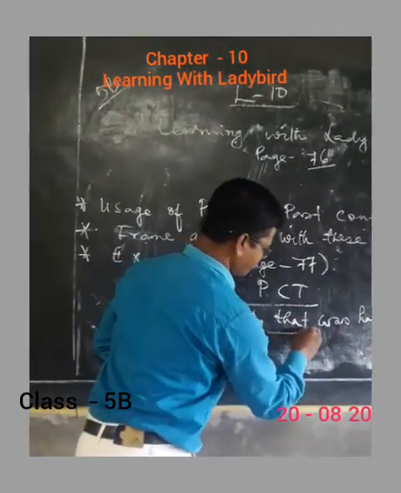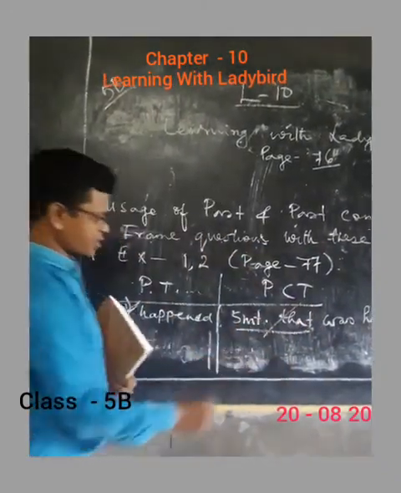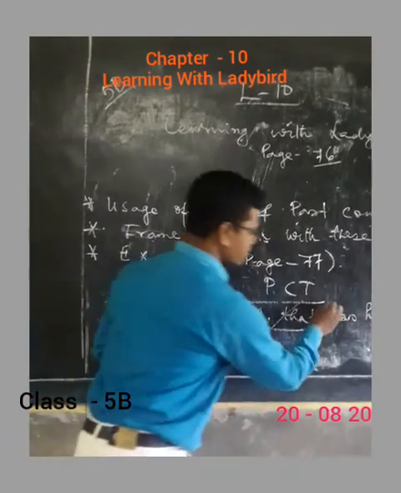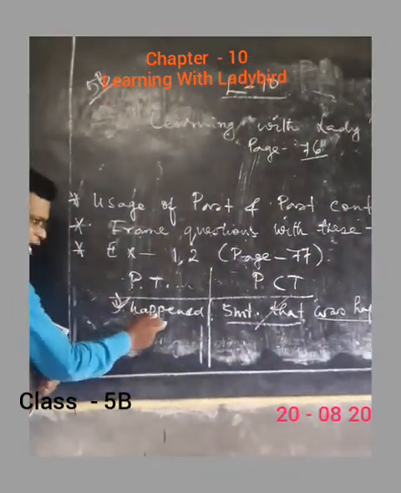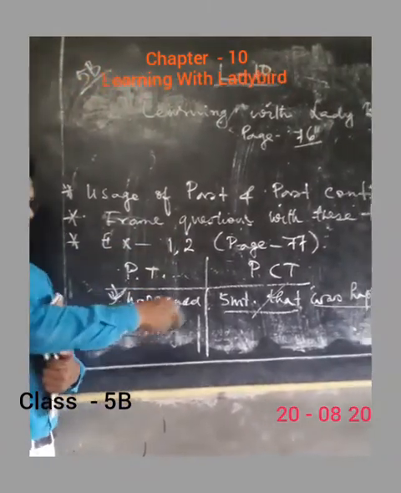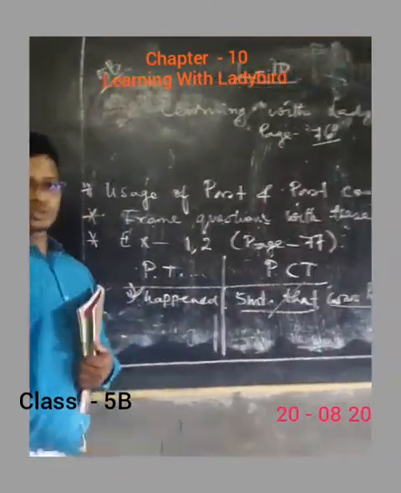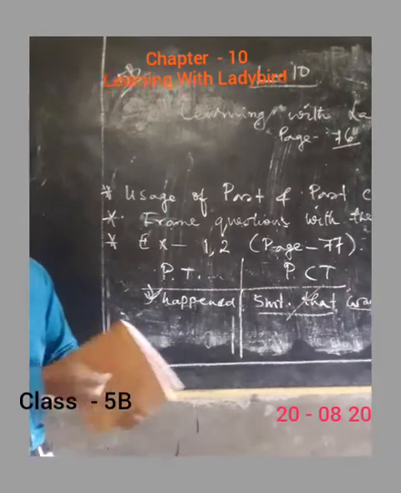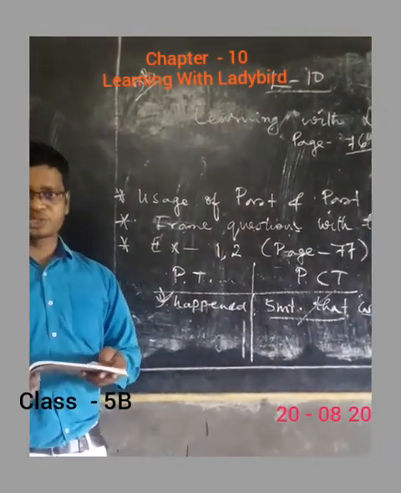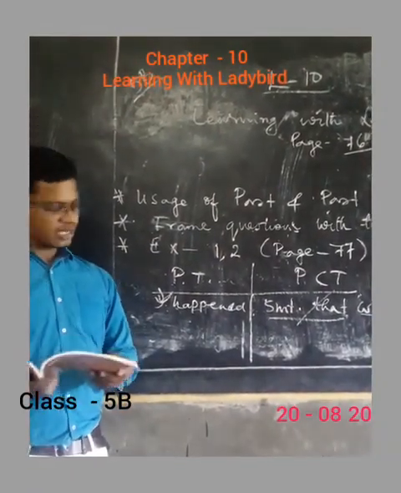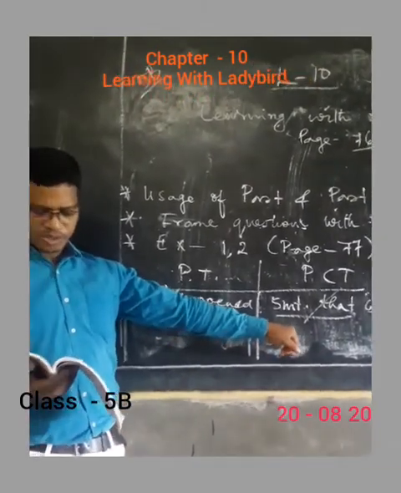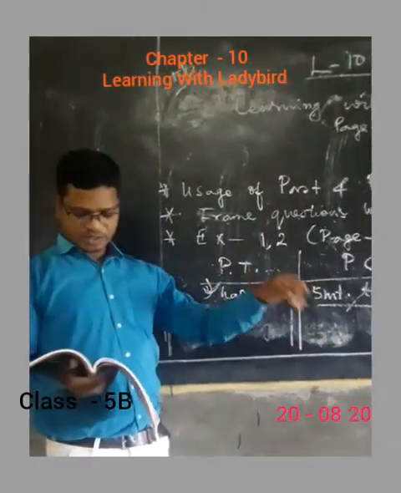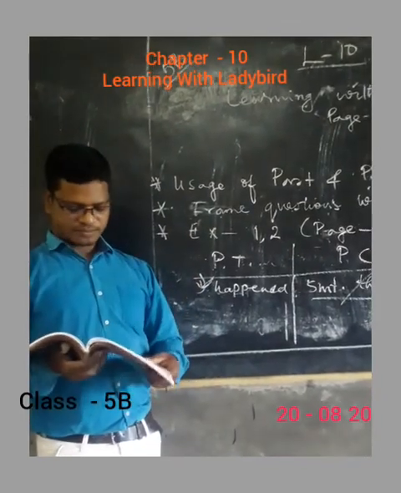So if you don't write this one, you can just remember this: past tense, happened, and past continuous tense, happening. So that was happening in the past. So this is the difference that you need to remember. And when we see the examples of the past continuous tense, we will see like this. He was playing. She was watching.